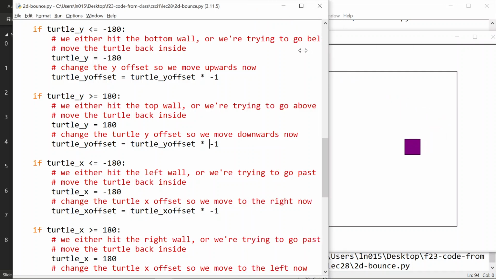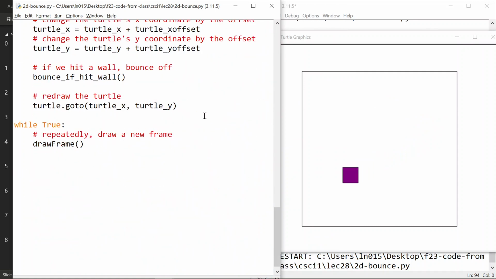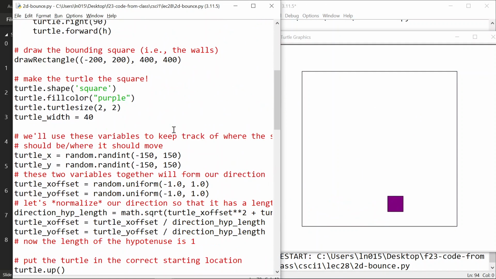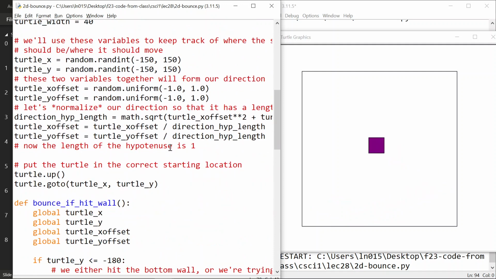It's a good program to study, and hopefully it makes at least a little bit of sense right now. Are there any questions about this code and how we changed our up and down bouncing to get left and right bouncing? We considered a new axis, really, and that did it.